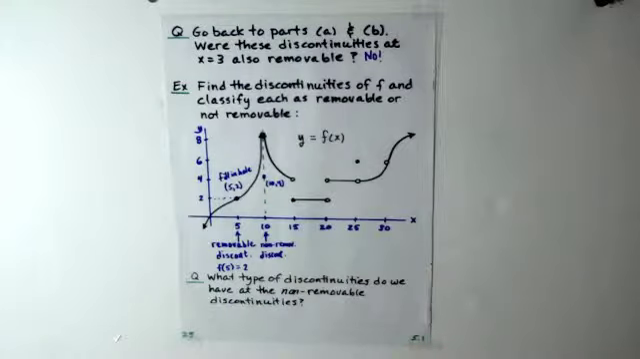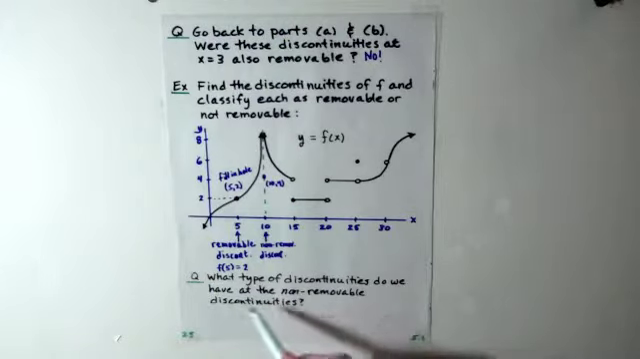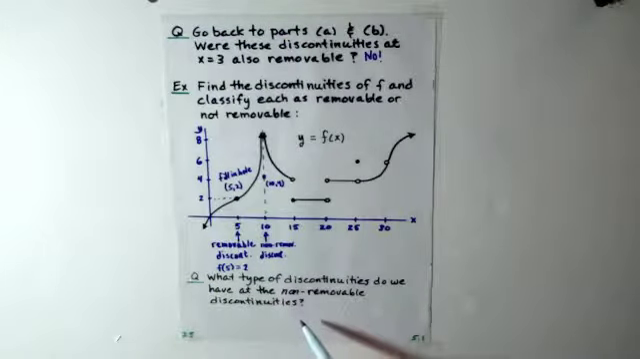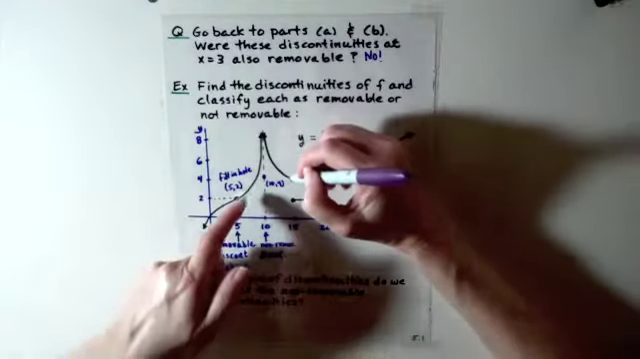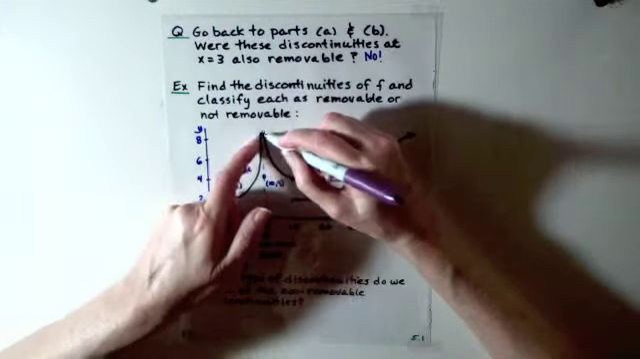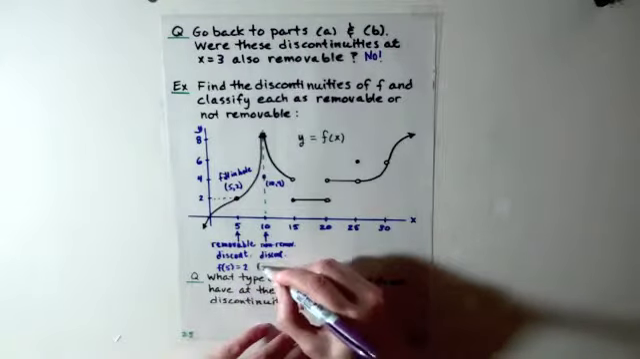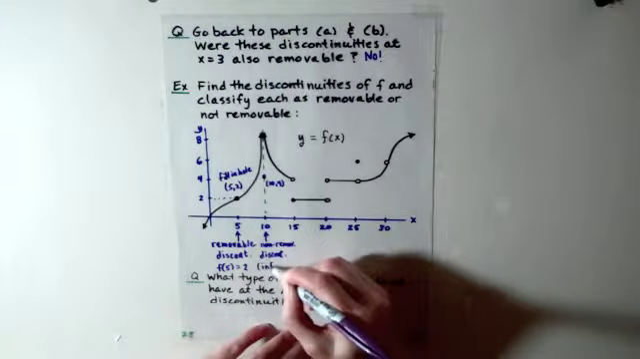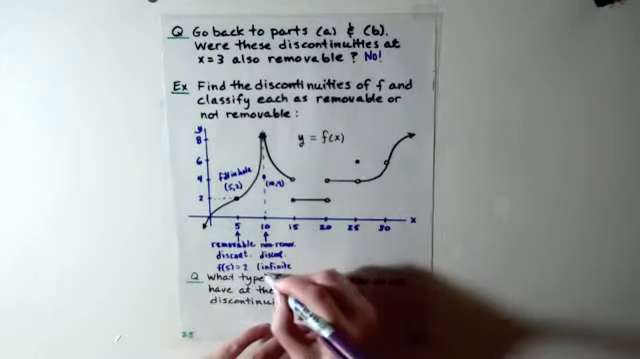And what type of discontinuity is it if it's non-removable? Notice down here it says, what type of discontinuities do we have at the non-removable discontinuities? Well, because this function is going up towards positive infinity on both sides of the asymptote, remember that that type of discontinuity is called an infinite discontinuity.